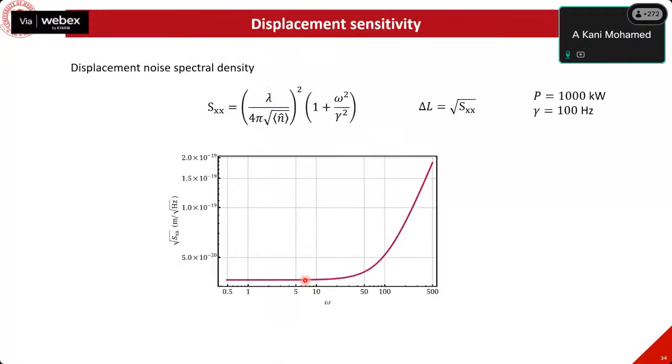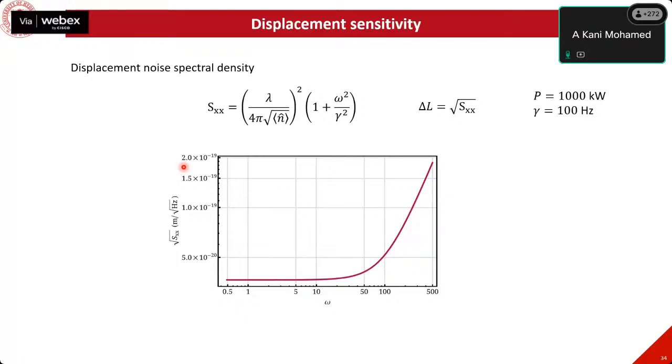These mirrors are ultra high quality, having ultra high quality factors. So using these numbers, if we estimate the displacement sensitivity, this is what we can achieve, which is of the order of 10 to the power minus 19 or 20. At low frequency, this becomes frequency independent. But at high frequency, it goes like omega squared. So this limits the sensitivity. At high frequency, we are going to lose the sensitivity of the Michelson interferometer, the gravitational wave observatory.